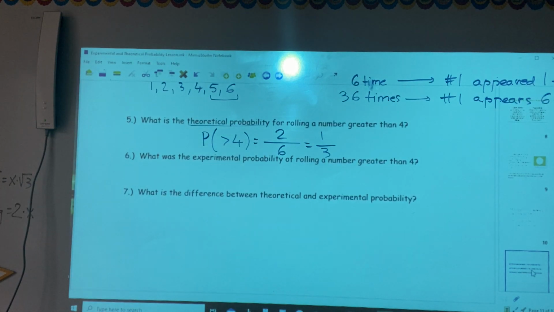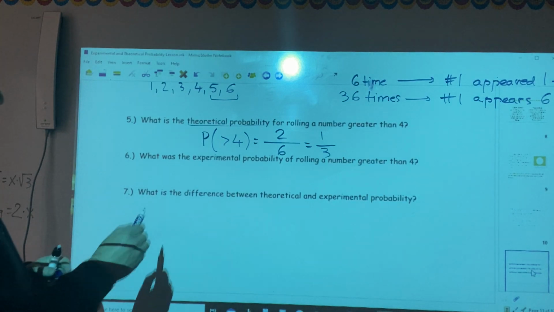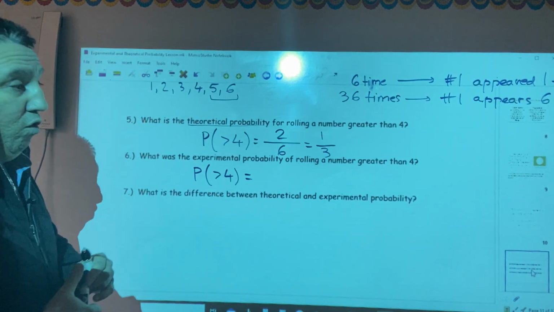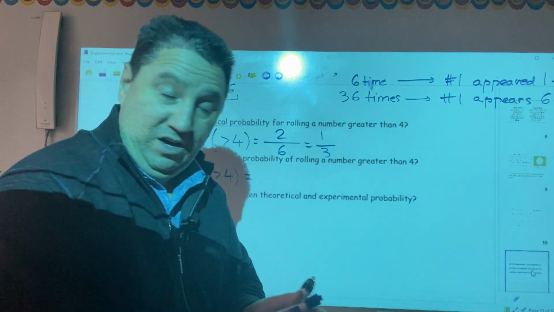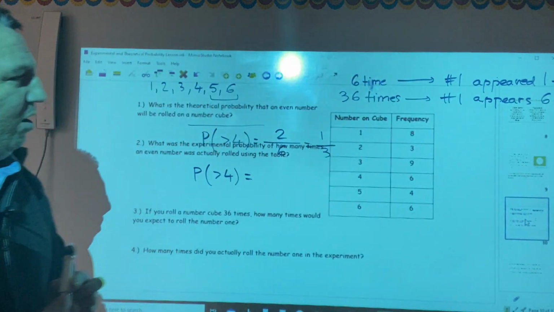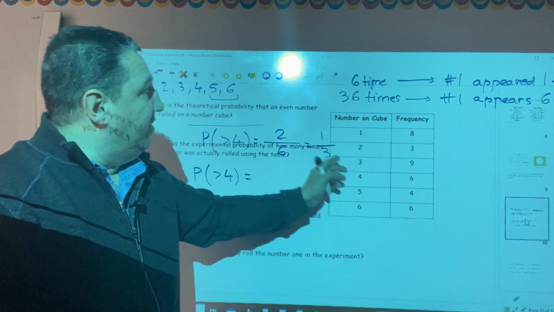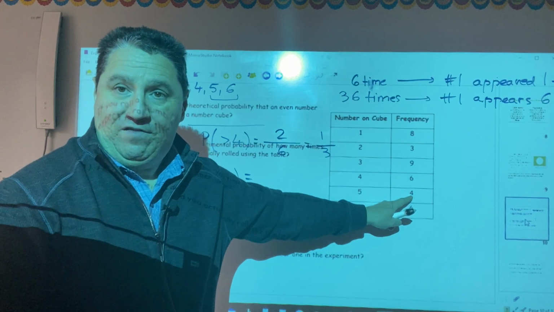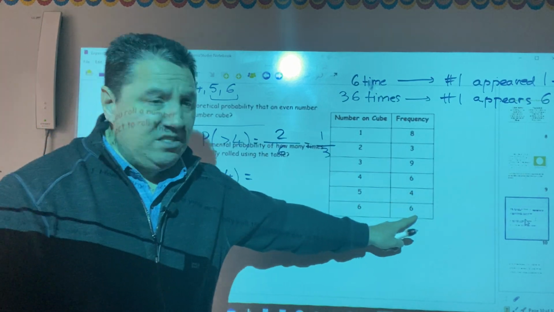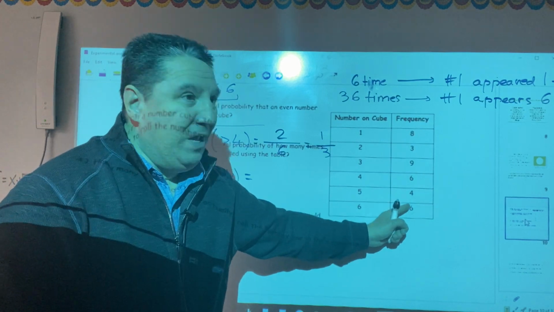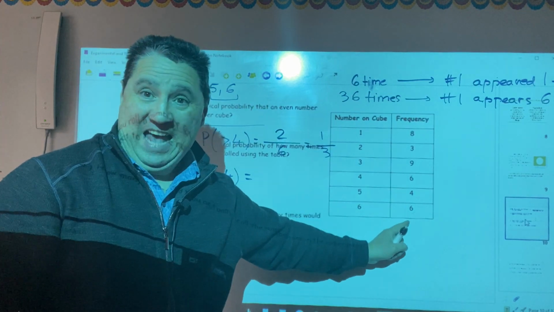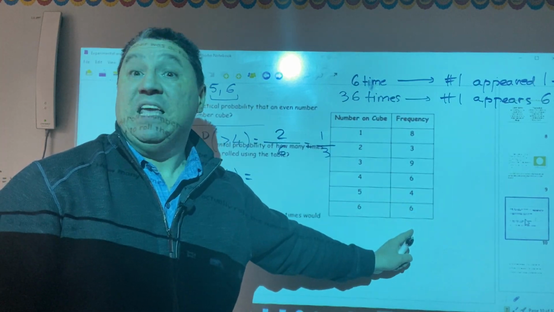Now, 6. What was the experimental probability of rolling a number greater than 4? Now, to find this experimental probability, of course, we should go back to the table, right? Now, what numbers are greater than 4? Of course, 5 and 6. How many times did 5 appear? 4 times. How many times did 6 appear? 6. So, to get the total of favorable trials, we should add these two. 4 plus 6 is 10.